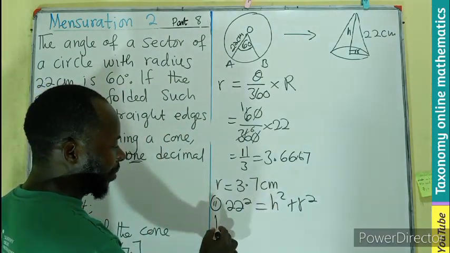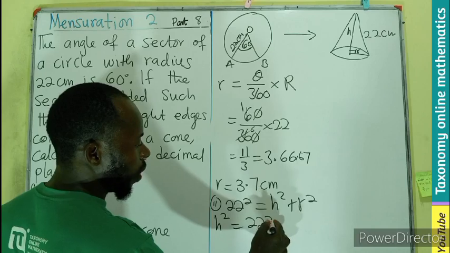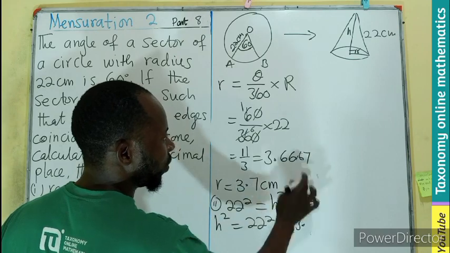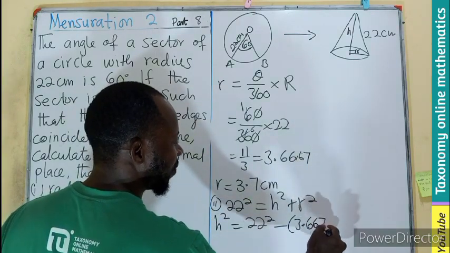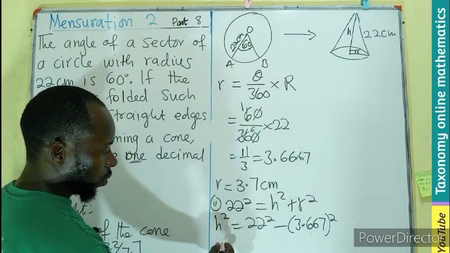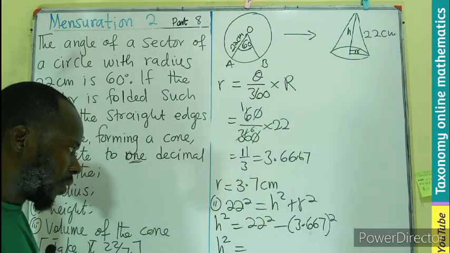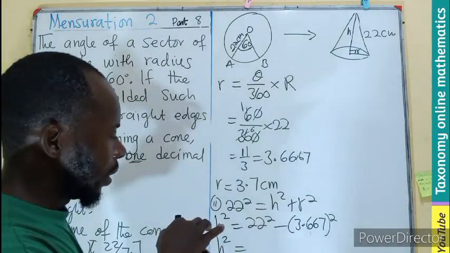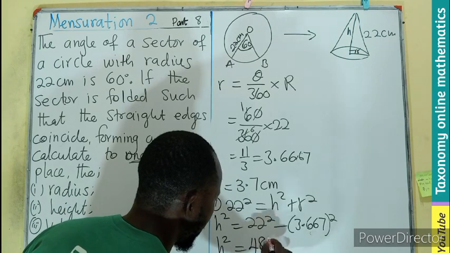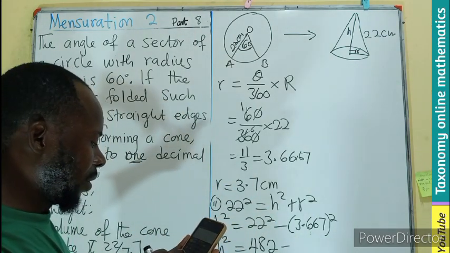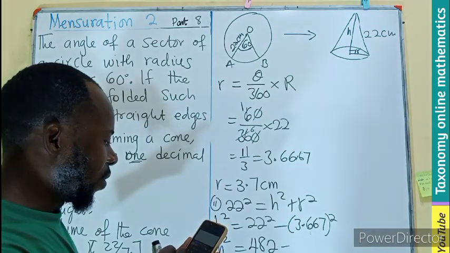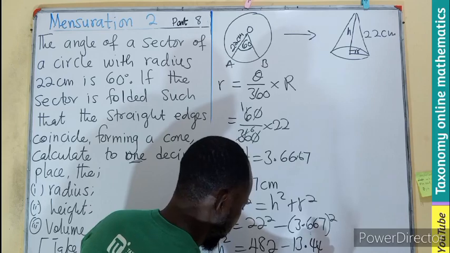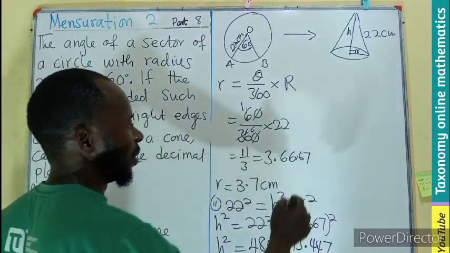If you make h the subject, it becomes 22 squared minus r squared, where r is 3.667. Let's use the 3.667 all squared. So this h will be giving you, what are we going to have? 22 squared, that will be 484, minus 3.667 all squared. That will give us 13.447. All right.